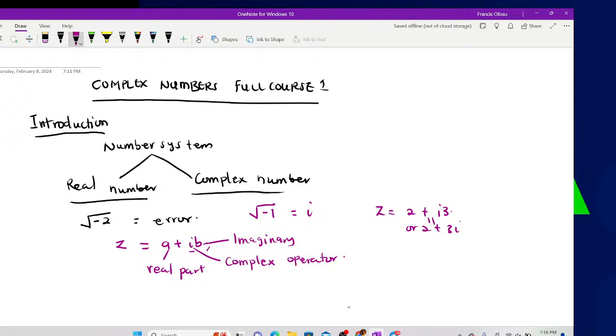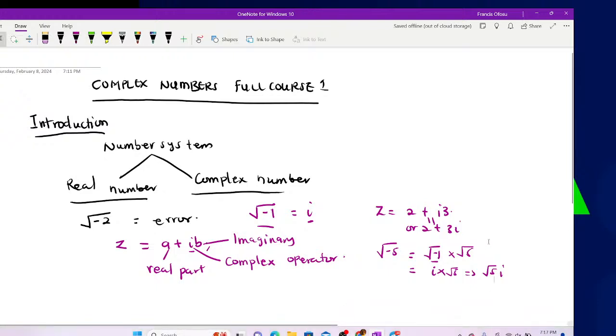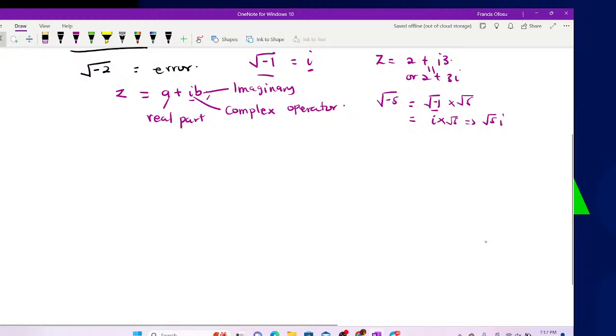With this, we can find the square root of, let's say, -5. This is simply equal to the square root of -1 times the square root of 5. The square root of -1 gives us i, because the complex number system has accepted the square root of -1 as the complex operator i. So I simply replace this with i, multiplying root 5. So the square root of -5 is equal to root 5 i.